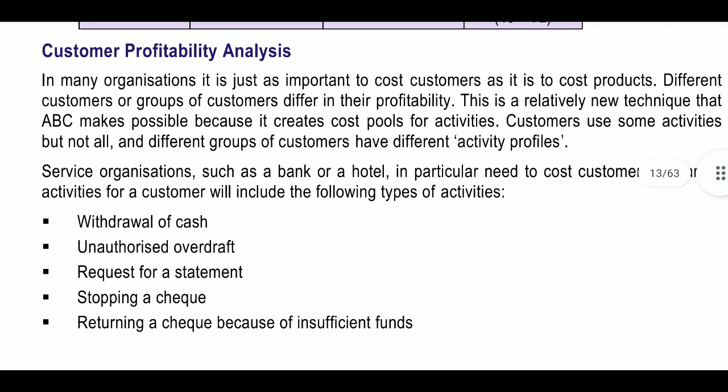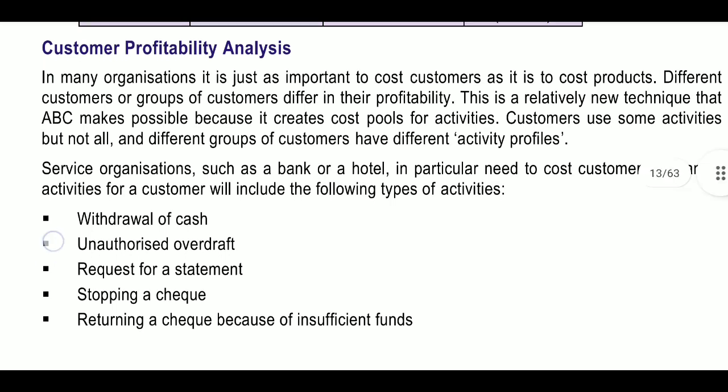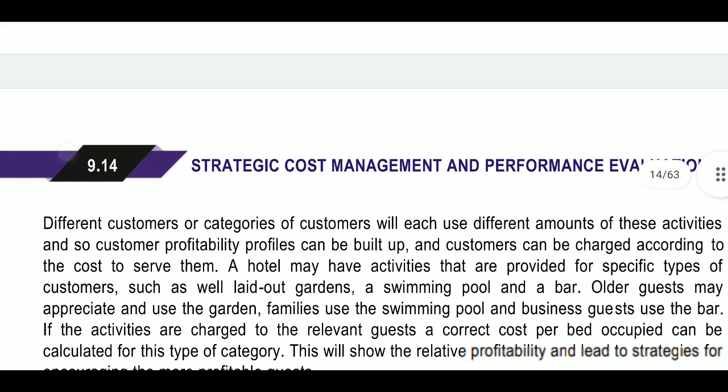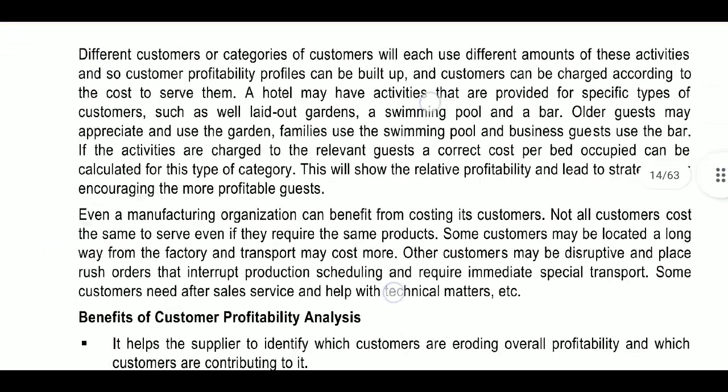Next, here are the benefits of customer profitability analysis. For example, they provided that service organizations such as banks or hotels in particular need to cost customers. What is the bank activity? The types of activities are: withdrawing cash, unauthorized overdraft, request for statement, stopping a check, returning a check because of insufficient funds.